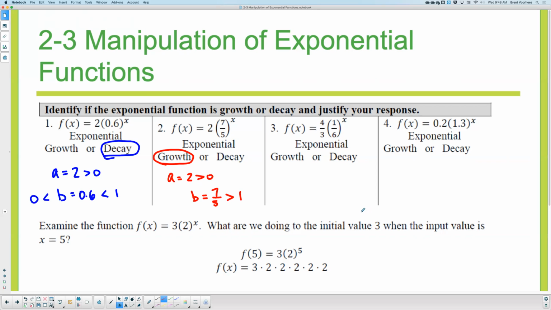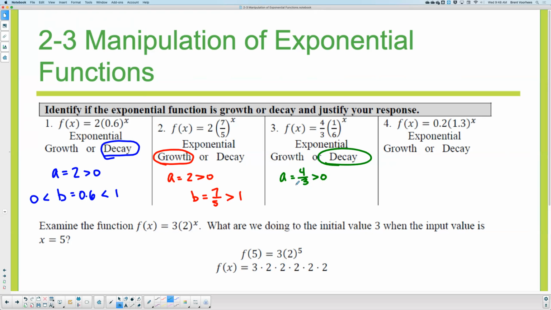Okay. Third one. What do y'all think this time? Decay. It is decay. How do you determine it's decay? A is 4/3. Now, what's the test on A? Is if it's positive or negative. Is that positive or negative? Positive. So it's greater than 0.